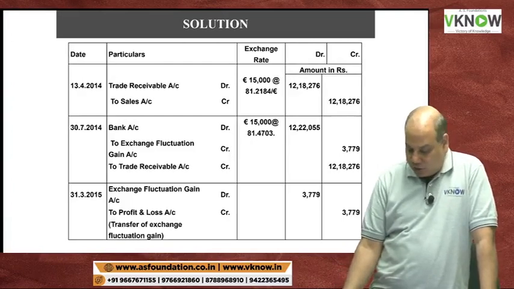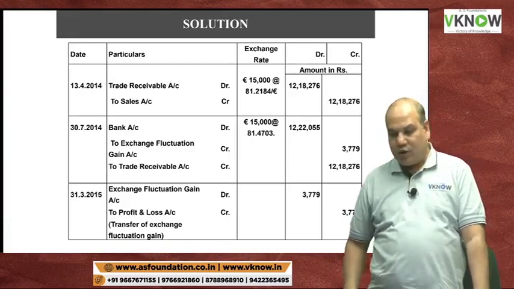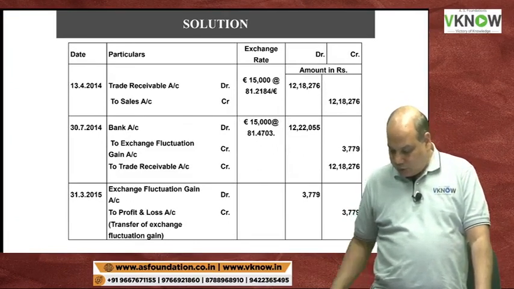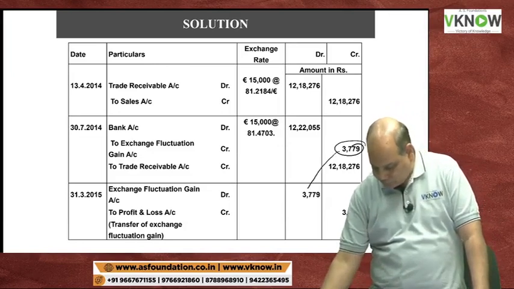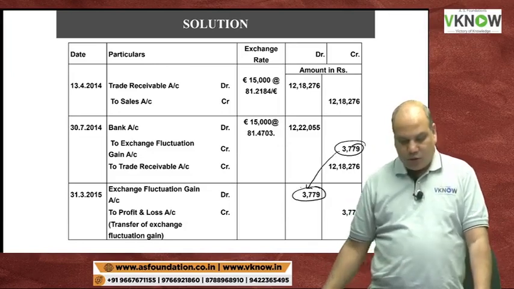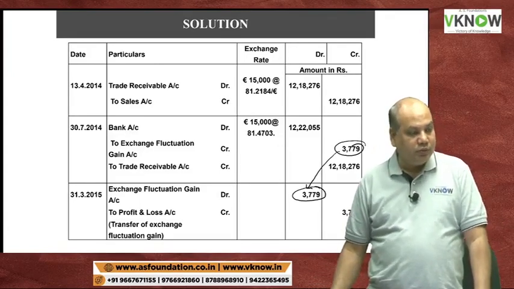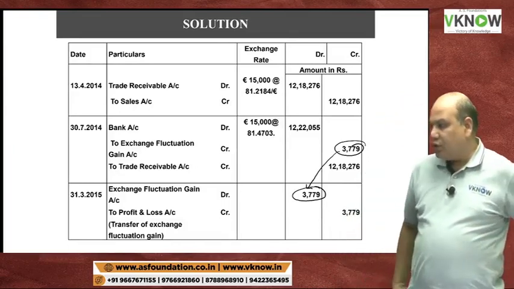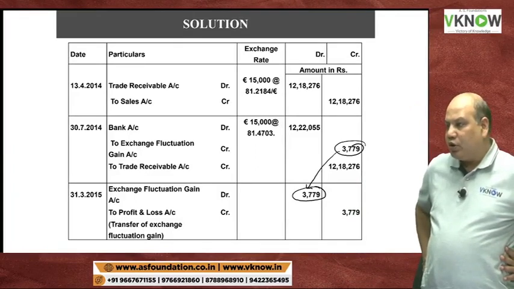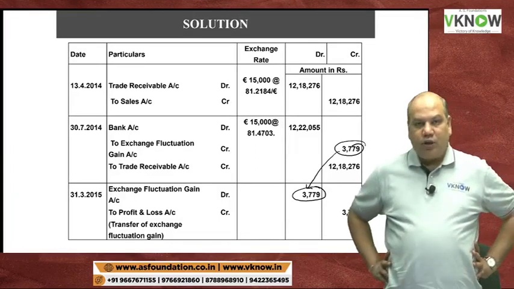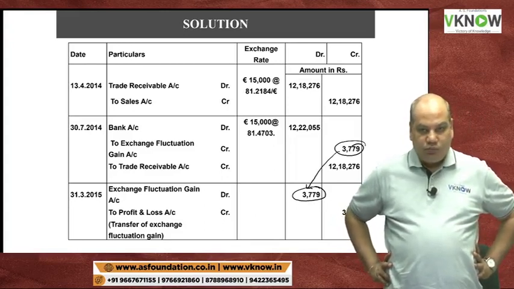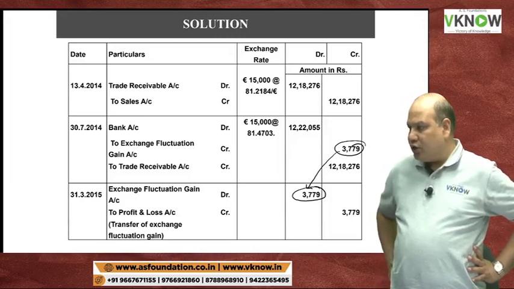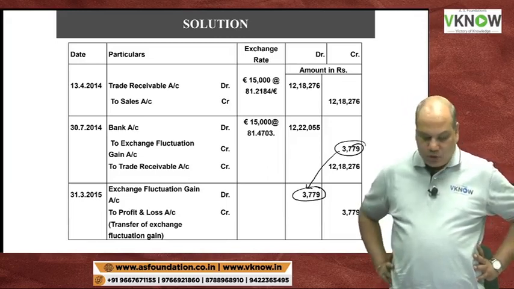And one last entry, write down. Exchange fluctuation gain account debit, same figure 3779. To profit and loss account 3779, being transfer of exchange fluctuation gain.